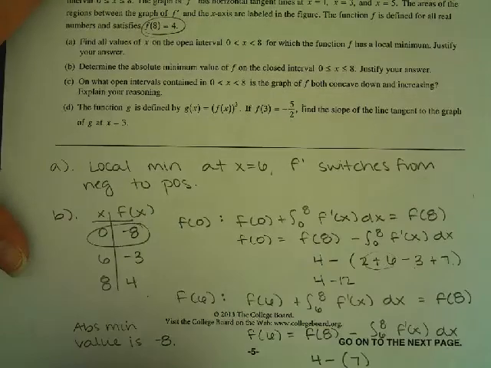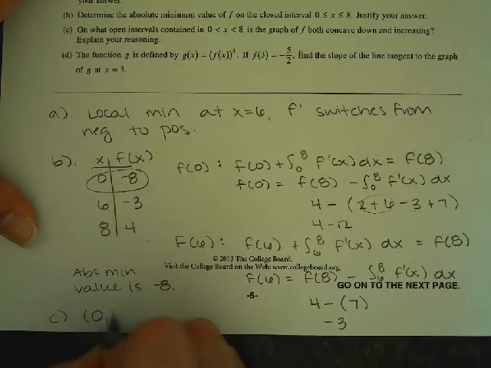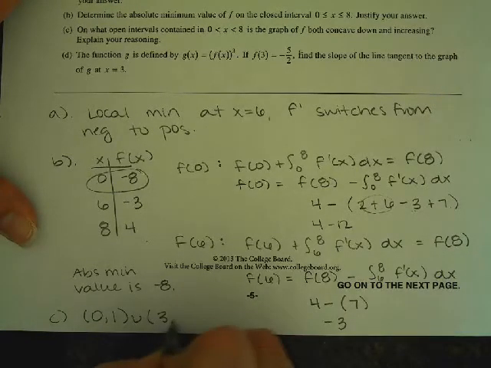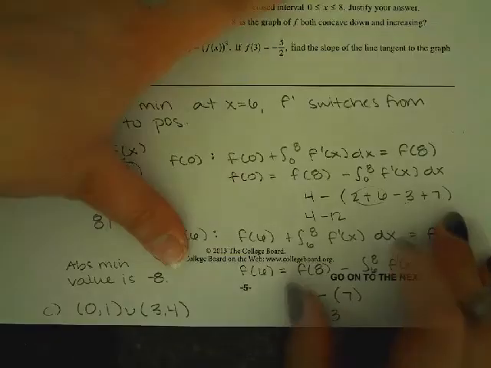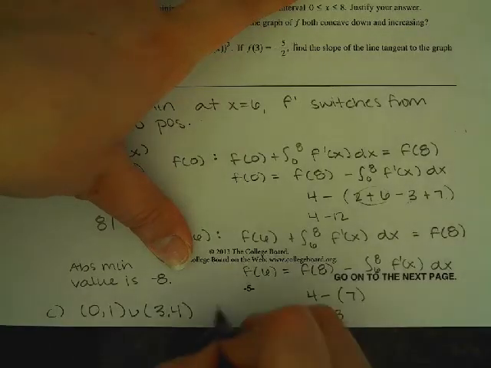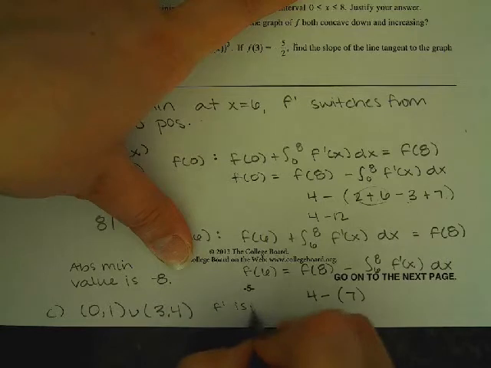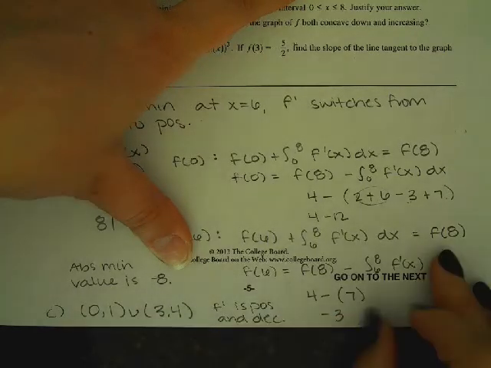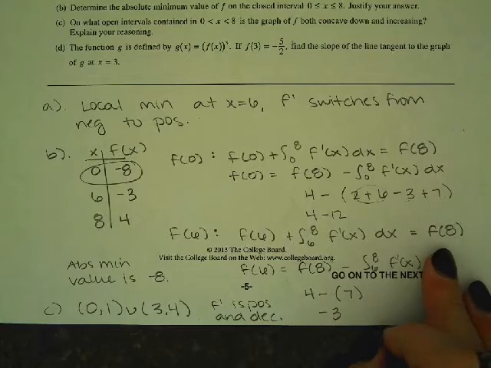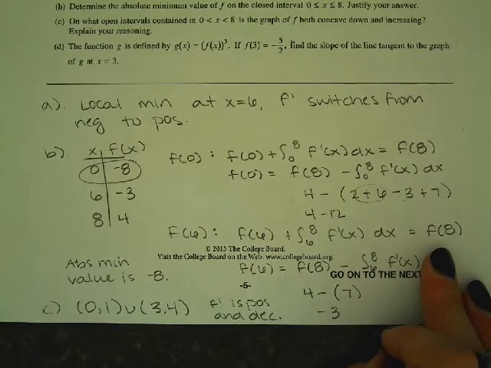So for part C, I'm going to say my answer is the interval from 0 to 1 and 3 to 4. And the reason for that is that f prime is positive and decreasing, which means that f would be concave down and increasing.